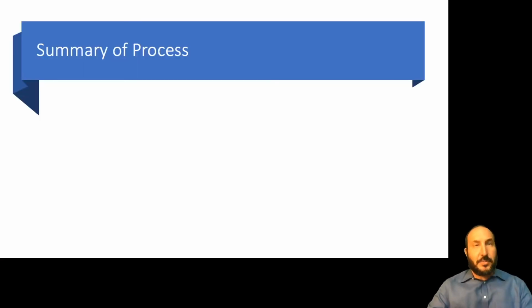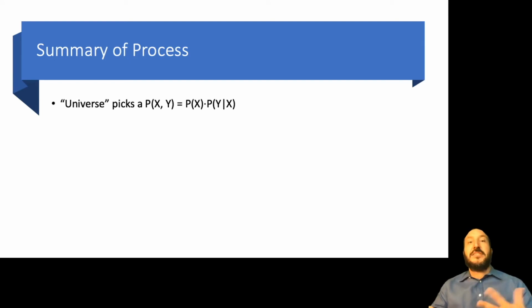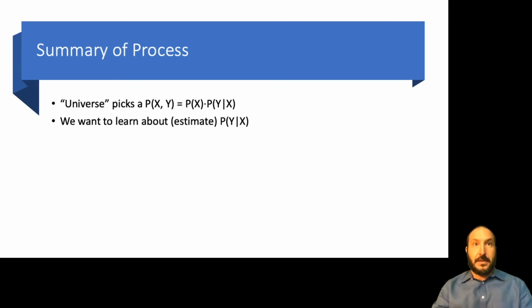So let's summarize the process that we've defined now over the past 3 videos. The universe has some joint distribution, p of x comma y, and we can think about factoring that into a probability on x and a probability on y given x. And what we're concerned about is estimating the probability of y given x, because we want to make predictions. So we're going to be given x's in the future, and we want to know what can we say about y. So our goal is to estimate the probability of y given x.